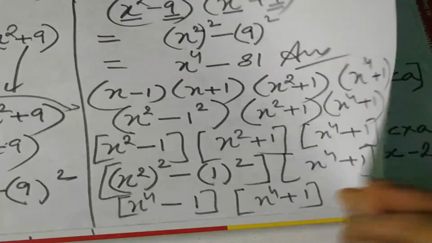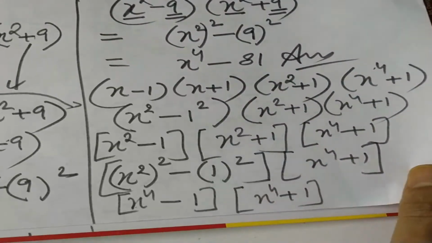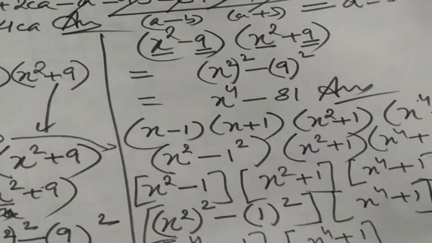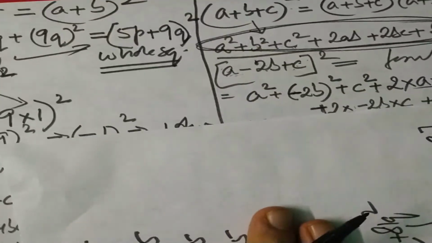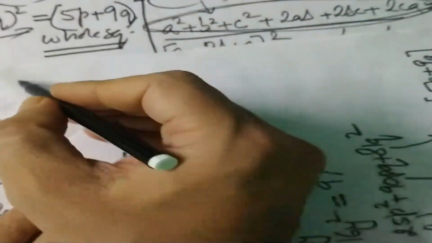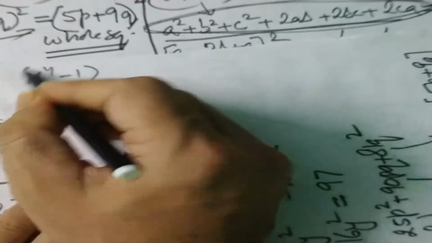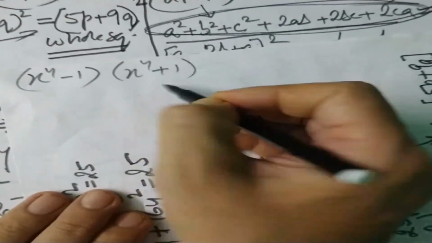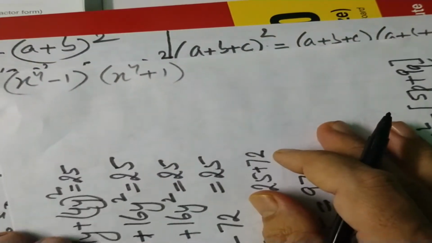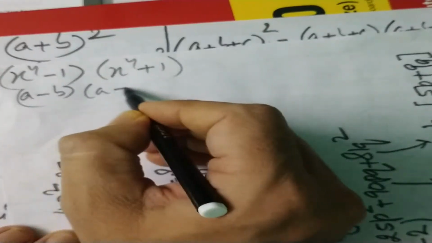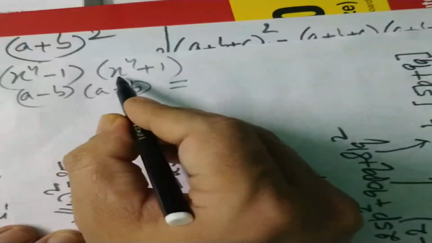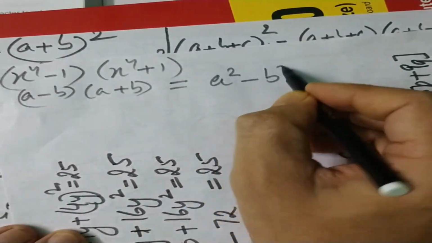And now if you know, how will you complete the question? x4 minus 1 and x4 plus 1. Again we will multiply by using the formula a minus b, a plus b. This answer will be written as a square minus b square.